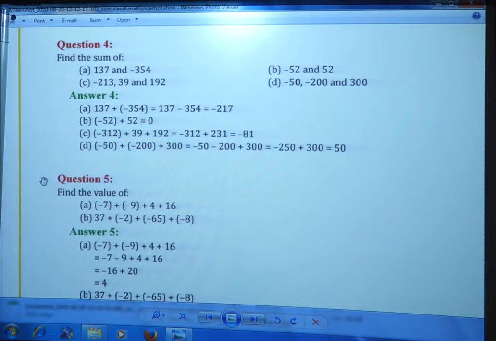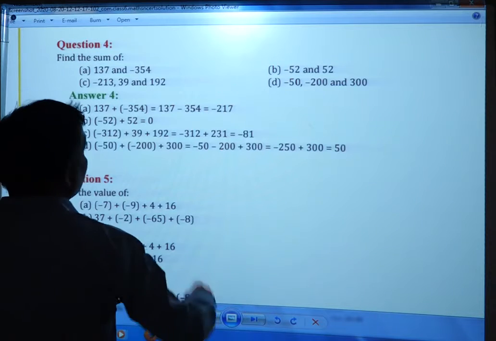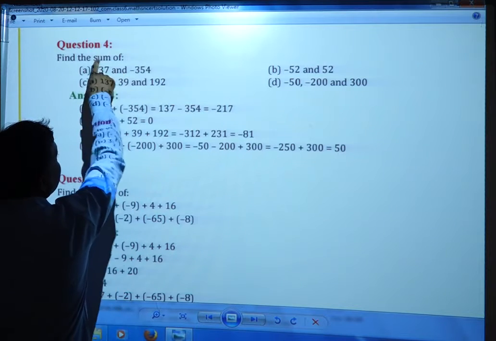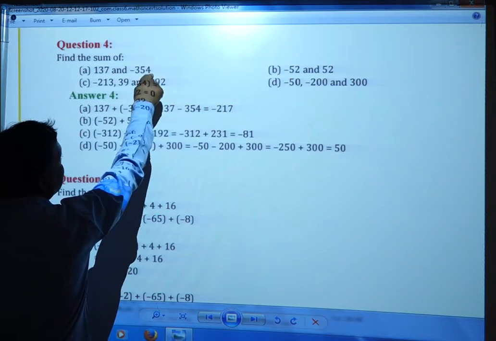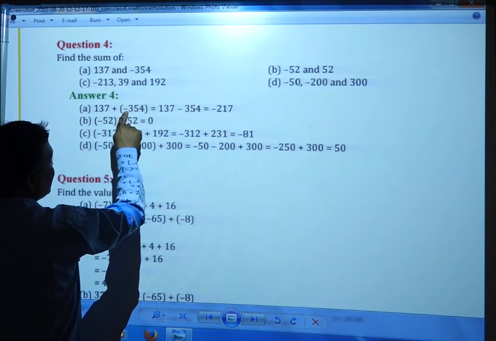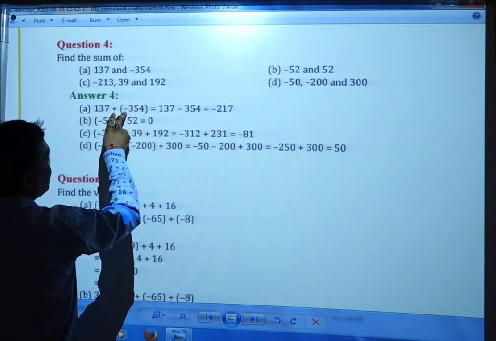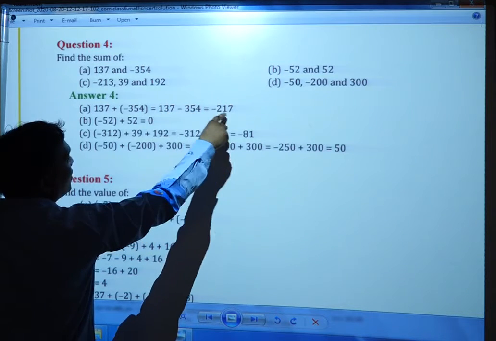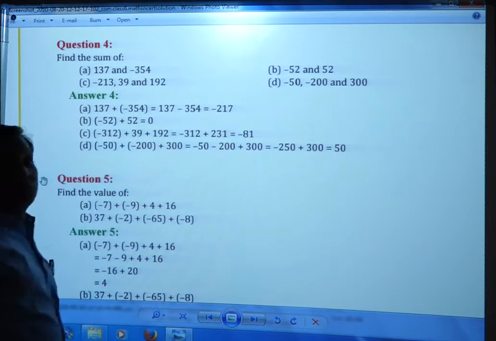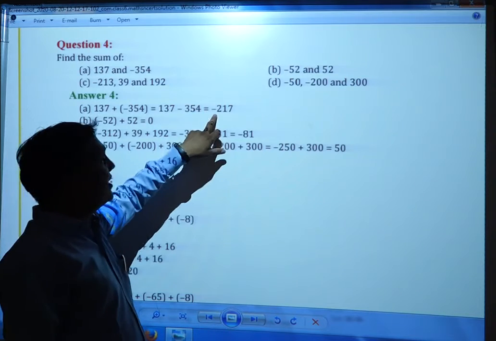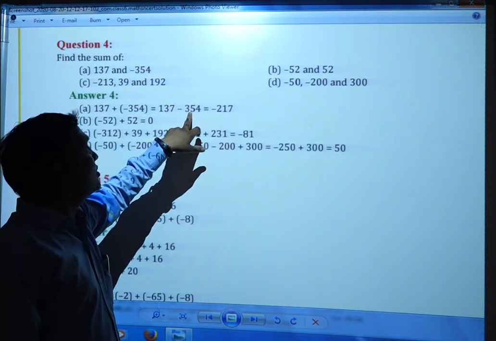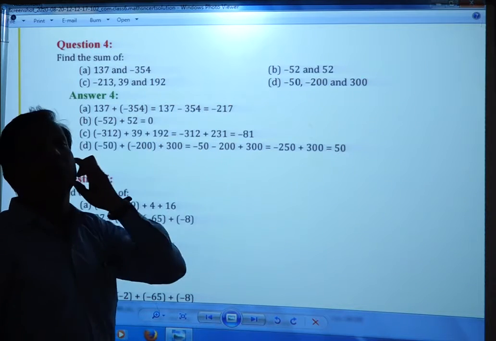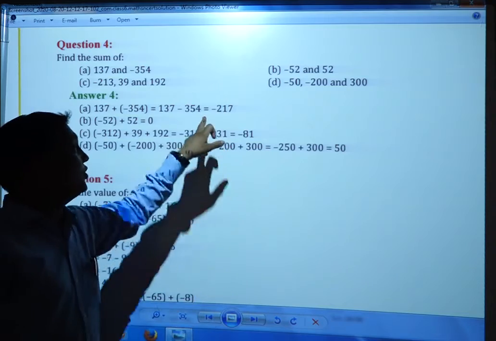Next question. Find the sum of. Sum means you have to add 137 plus minus 354. So 137 plus minus 354. So plus and minus is minus. So 137 minus 354. When you minus these both numbers, you will get 217. So you have to do this on rough work. So you will get minus 217. Why minus 217? Because minus 354 is the greater sign. One is in plus, another one is in minus. You have to do this minus and the greater sign you have to put. This is the greater sign.